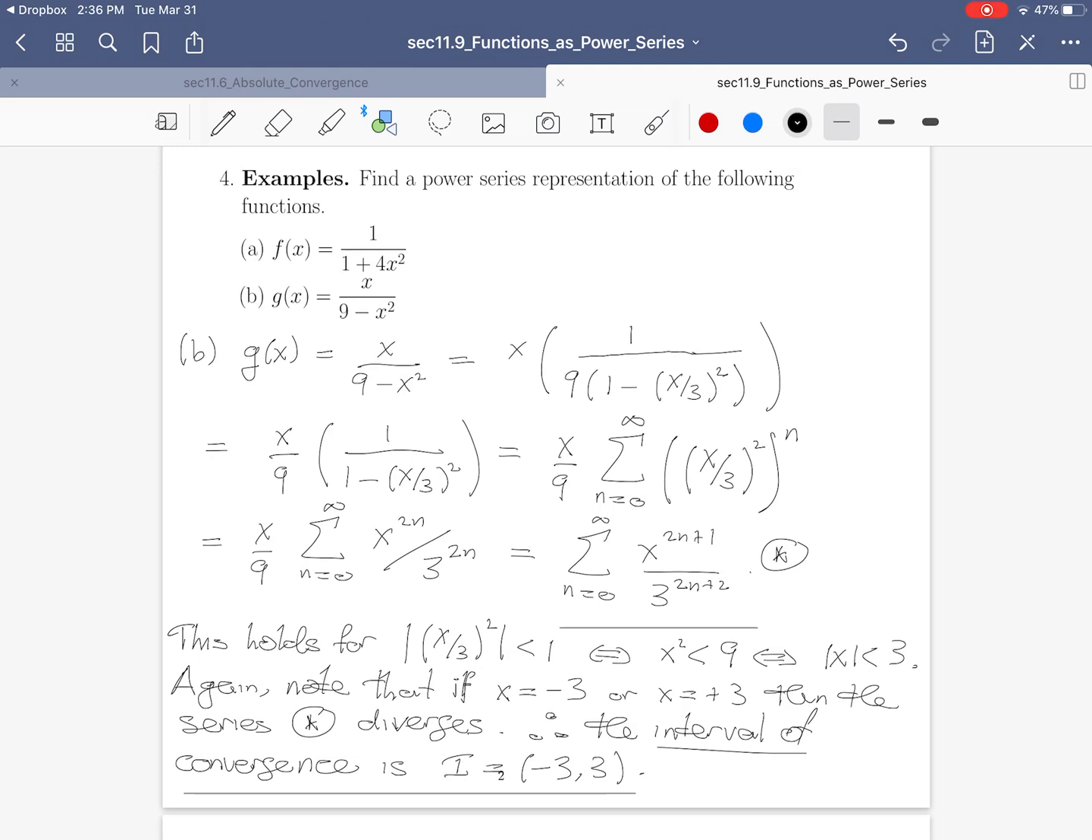Okay, so again, this was an example of the same procedure. Exactly like in part A, what we did was we reduced the function g to something of the form some numbers times 1 divided by 1 minus some function of x, and then we expanded it using the power series of 1 divided by 1 minus x.